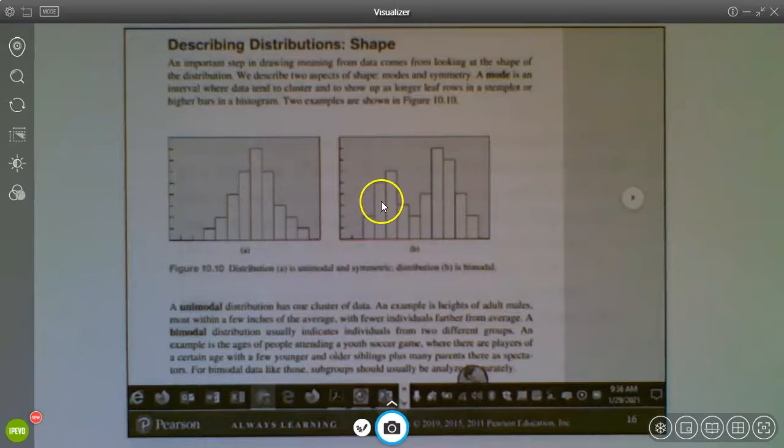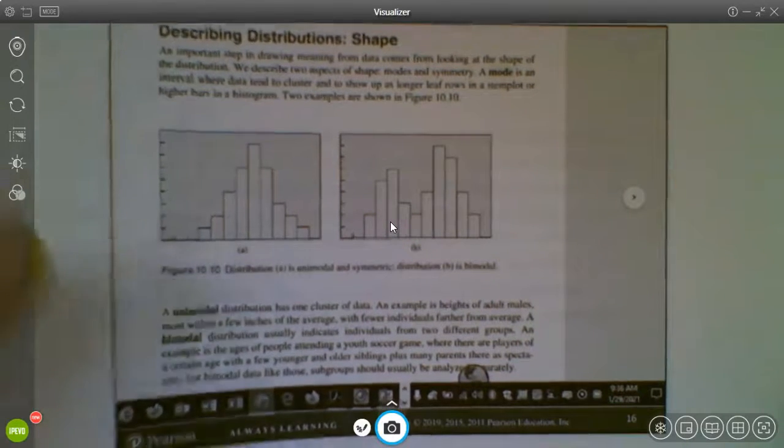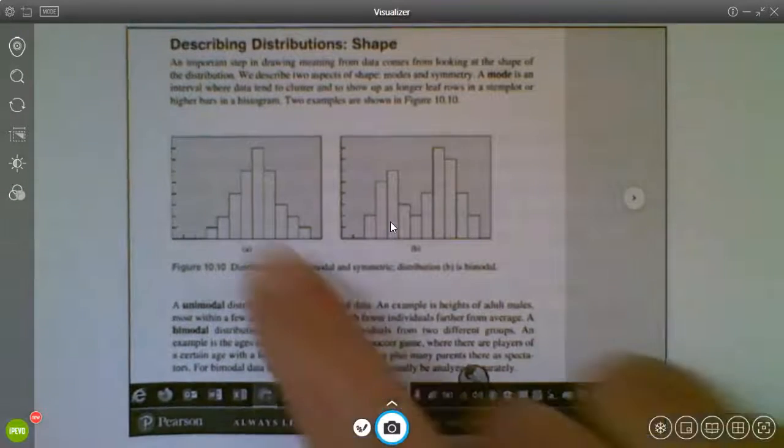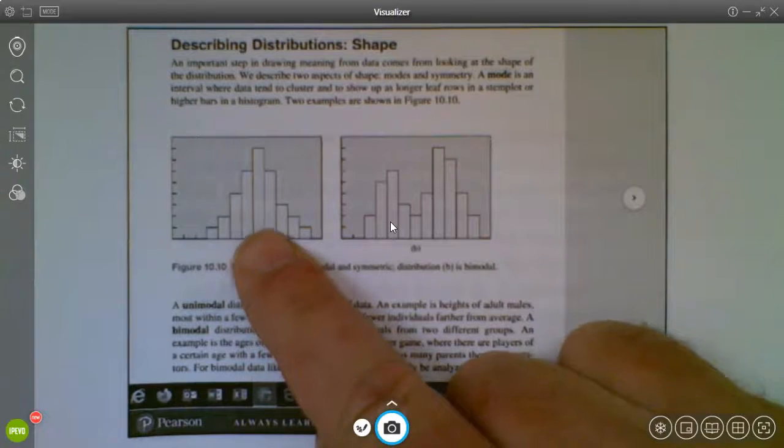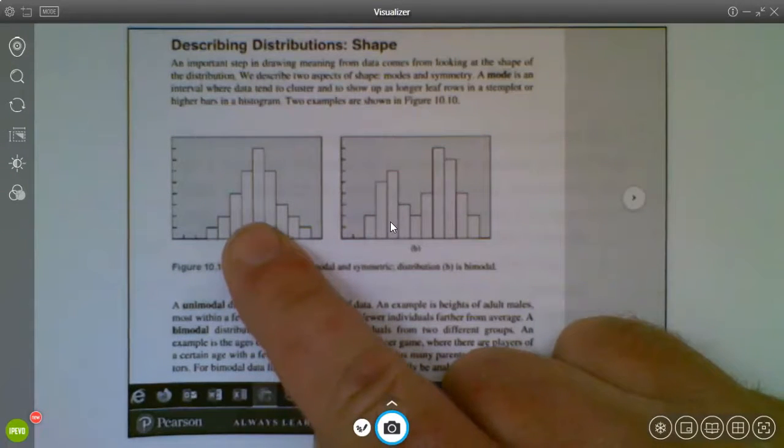If it has two different clusters like this one does, two different main groups, they would call this bimodal. So you'd be familiar with those, whether it's unimodal or bimodal. And then as far as it being skewed to the left or to the right, or whether it's symmetric. This one is symmetric because it's obviously centered in the middle of the graph.